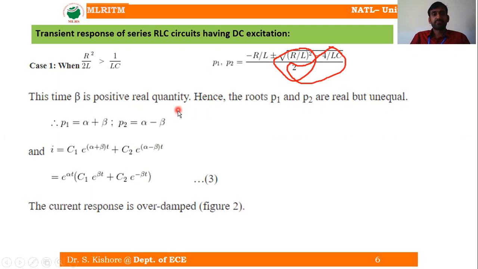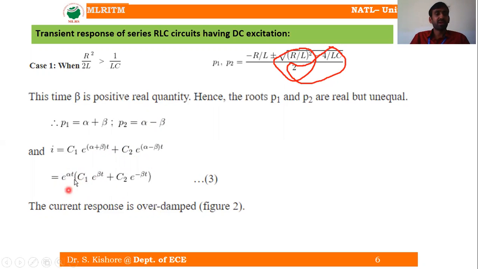So for that, P1 is equal to alpha plus beta and P2 is equal to alpha minus beta. We substitute the P1 and P2 values in our general solution, that is nothing but i is equal to C1 e power P1 t plus C2 e power P2 t. Substituting this, P1 is nothing but alpha plus beta, P2 is nothing but alpha minus beta. What is that alpha and beta? For simplification purpose, just to show the equation as simple, I have considered this alpha beta value. You have to mention here what is the value of alpha and what is the value of beta.